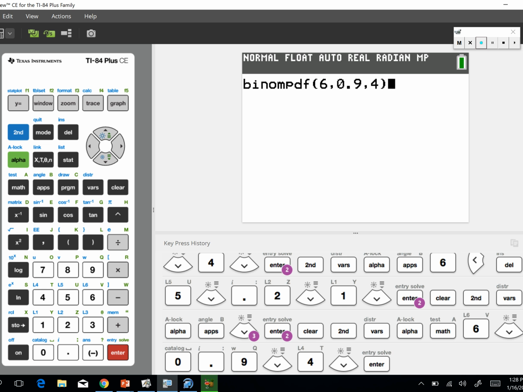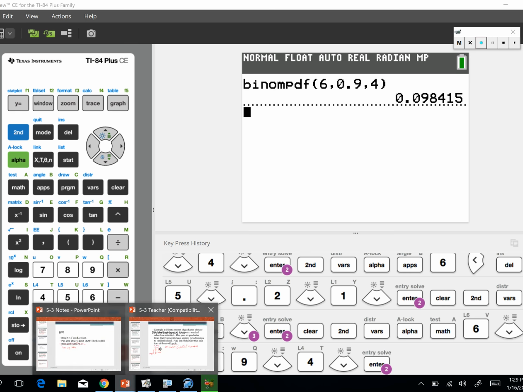So this is NP capital X. N, comma, P, comma, capital X. And again, this is on page 286 if it's something you want to try as you're doing your practice questions. This is absolutely fair game on the test for you to use. And there we see the 0.098415. Either way works, whatever you'd like to use.